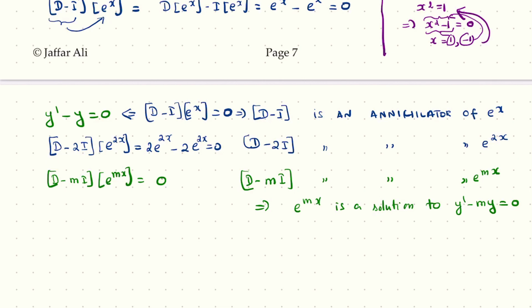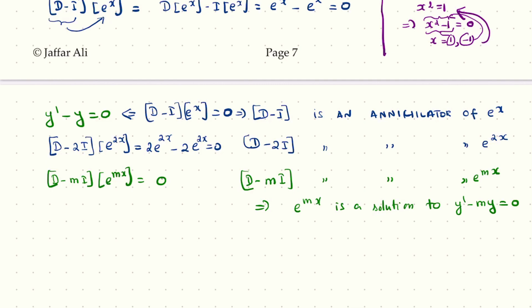And we have seen this earlier, right? We have seen this earlier. So that is the relevance, the relationship between the operator annihilators, the characteristic equation, and the solution of a differential equation.